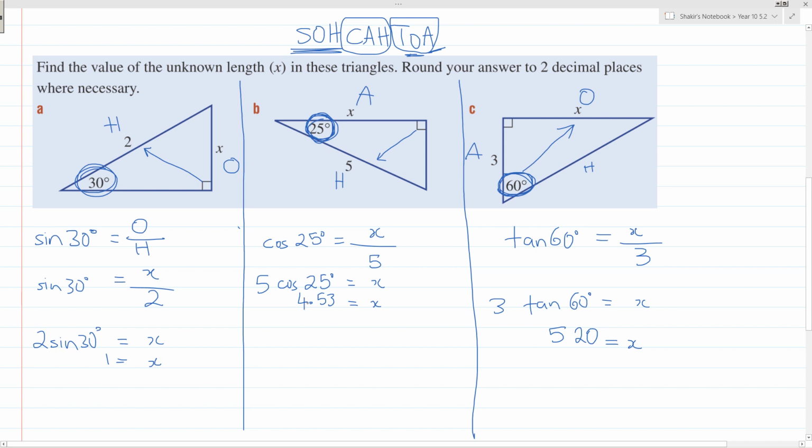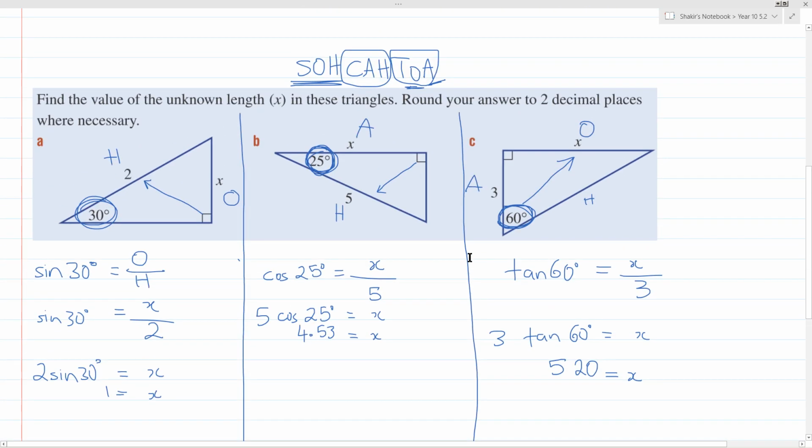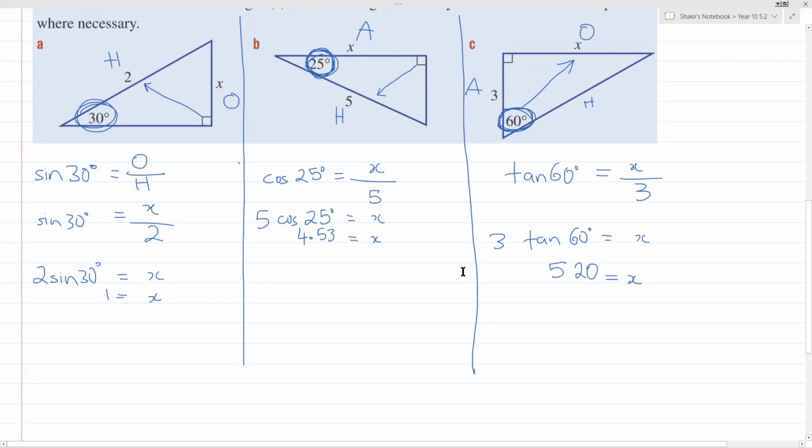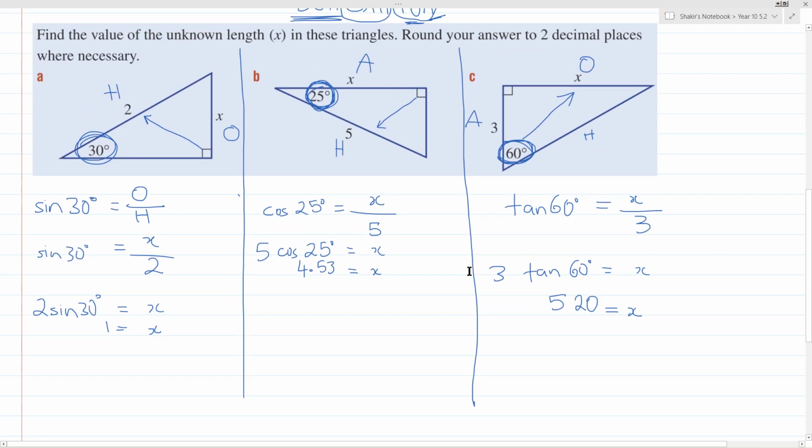Anyway, so that's how you do basic trigonometry questions where you have a single side missing. All you really need is an angle and a side. As long as it's a right angle triangle, as long as you have one angle and one side, you can find either of those two sides. It wouldn't matter. You might just use a different ratio, but yes, you can find any side.